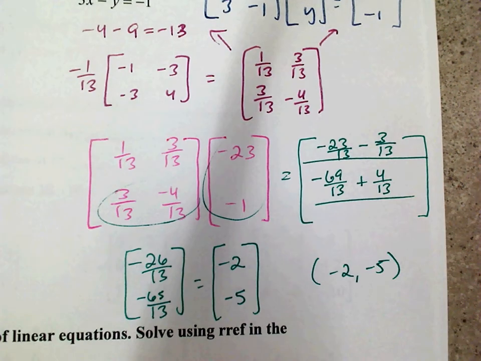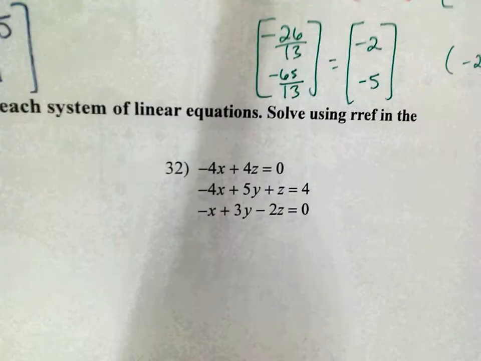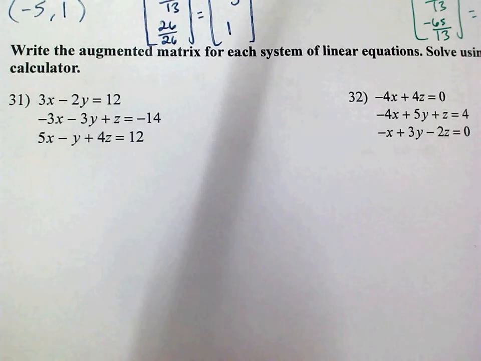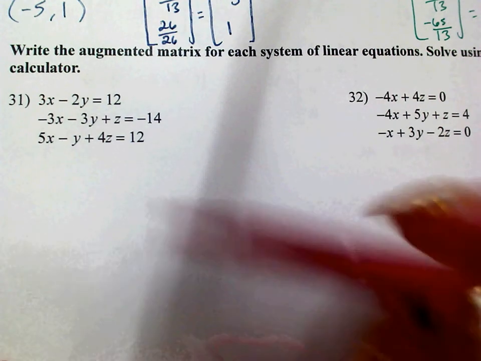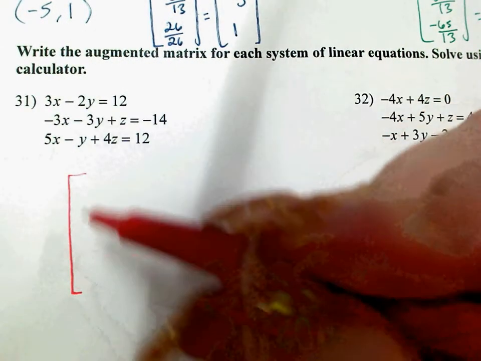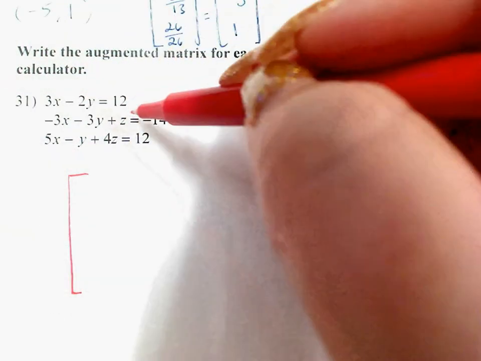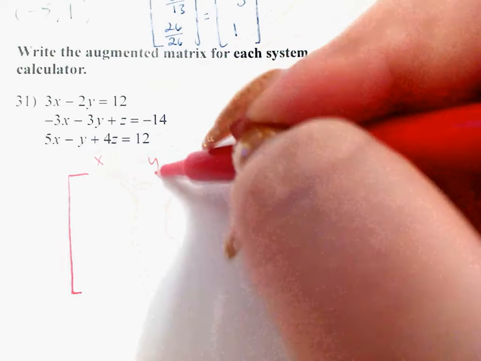All right. I'm not going to show that in the calculator. I'm going to show these in the calculator though. It says write the augmented matrix for each system of linear equations. So the augmented matrix is the one where the whole equation goes in there. And it is x, y, and z, even though you can't see it in the first one. So we're going to have x, y, z, and then equal sign, and then the constant.